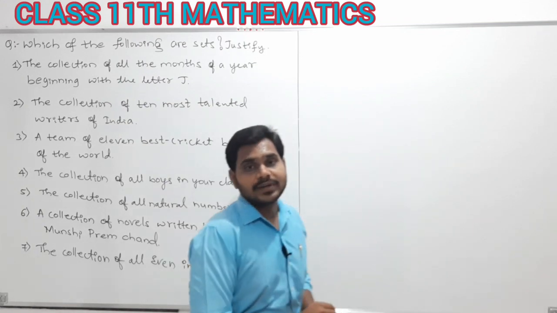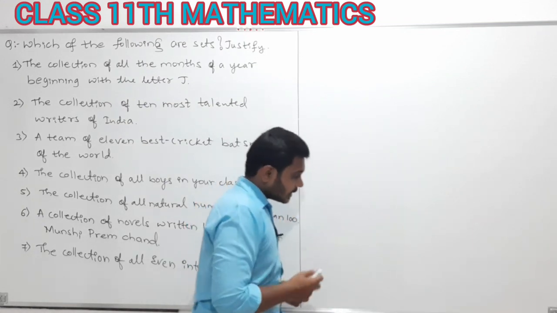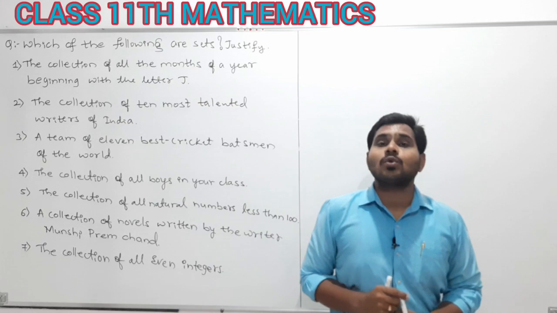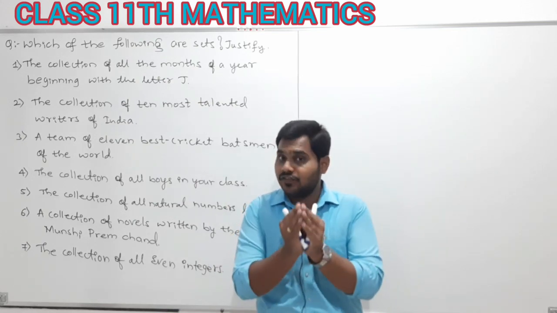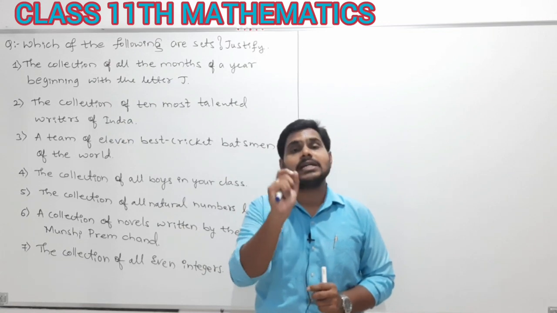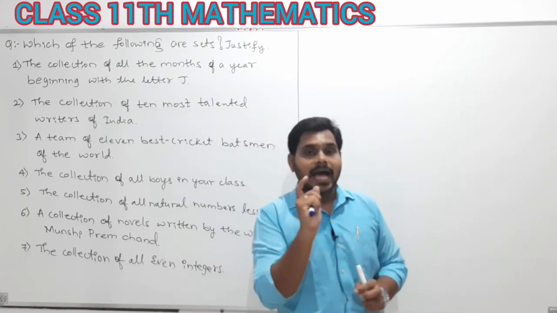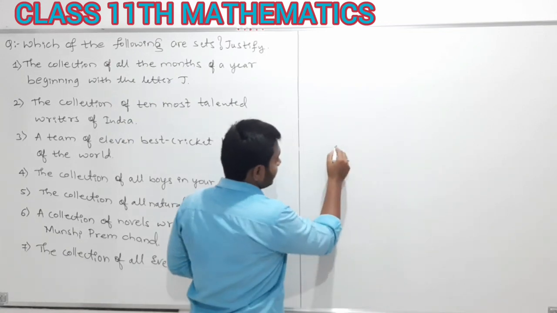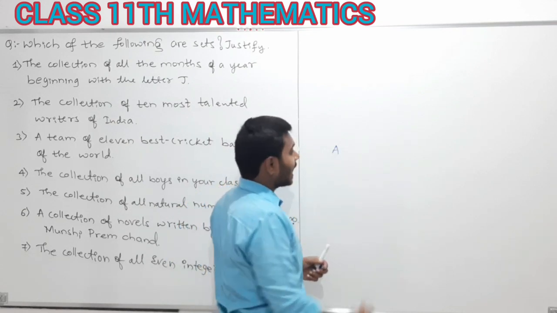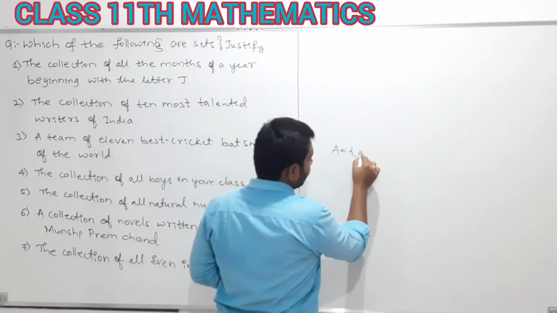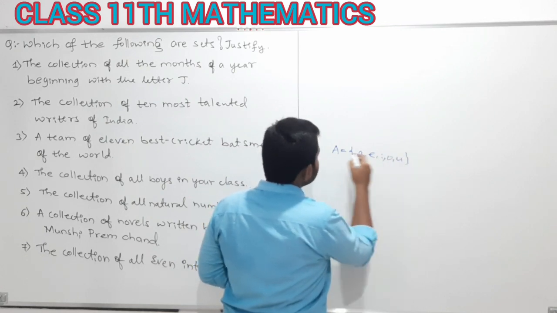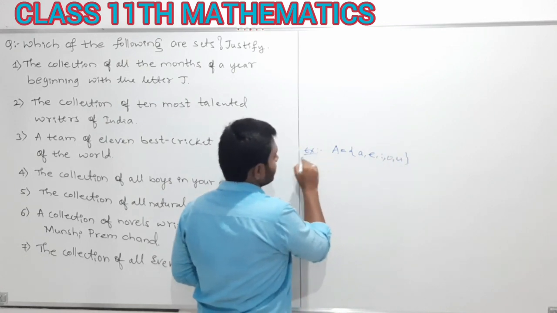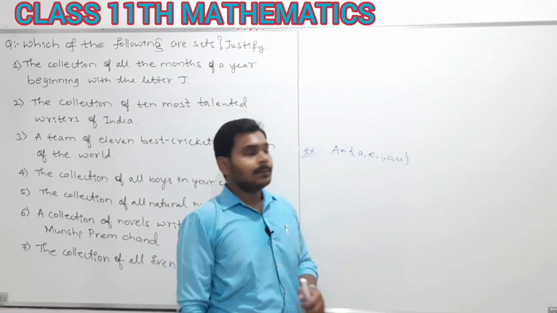In the last class we discussed sets. The definition of set I discussed. So set means what? A set is a collection of well defined distinct objects, and it is usually denoted by capital letters, and the elements we can write as A, E, I, O, U. This is one example I took, my dear students. So this is an example for a set.